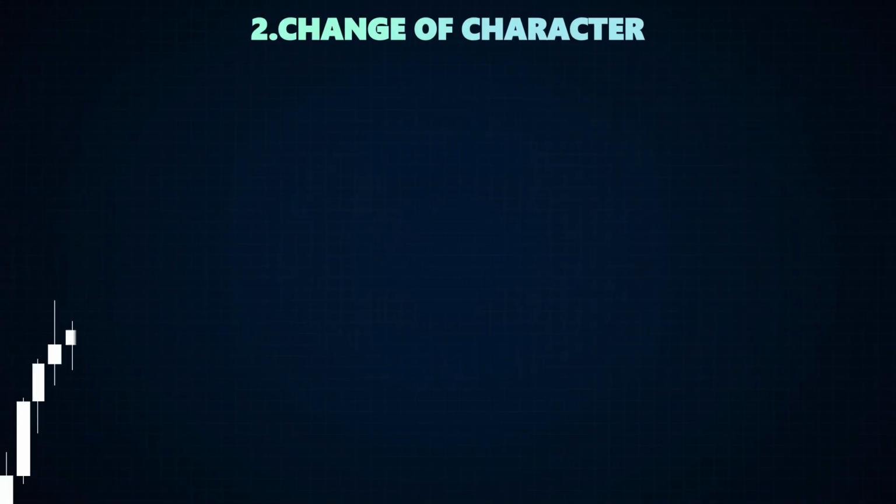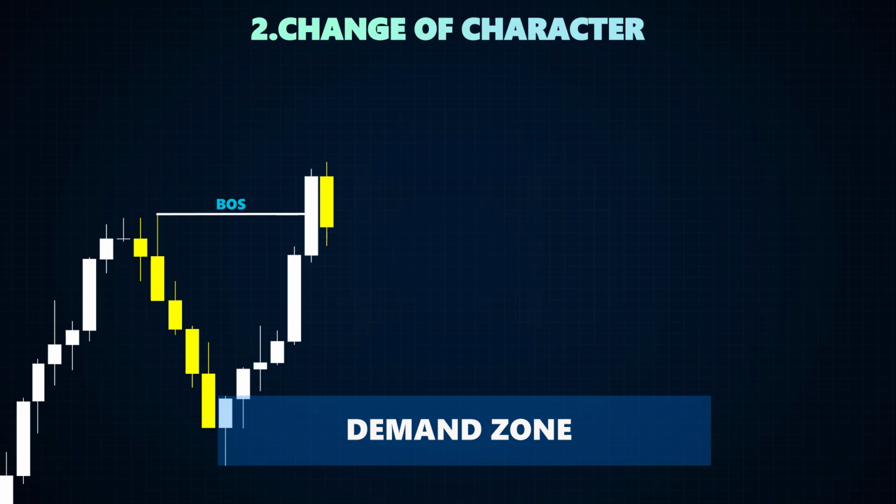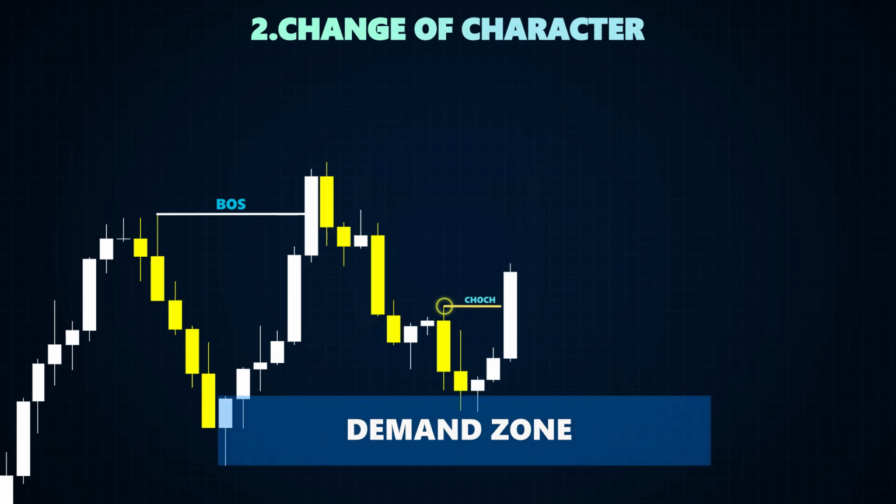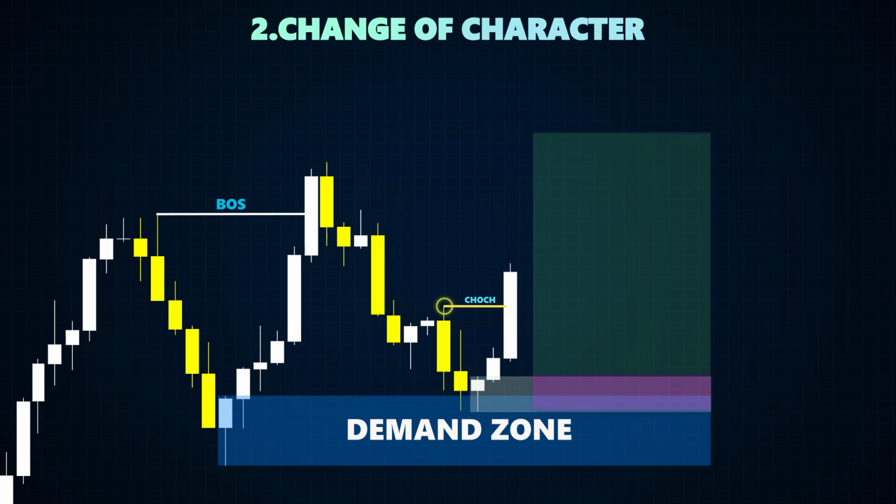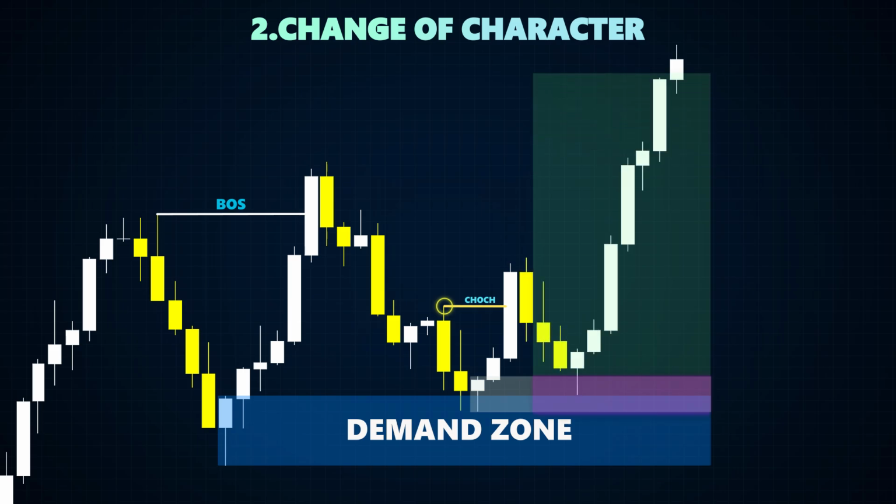The second entry type is the change of character. This gives you confirmation. After price pulls back into the zone, wait for a clear shift in structure on the lower time frame. That's your signal. Once you see that shift, identify the low or high that caused it, and enter at that level. Place your stop just beyond that structure. This method increases probability while keeping your risk tighter.